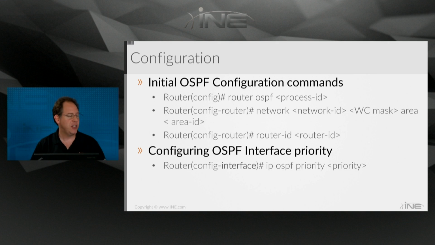Along those same lines, you could also influence the IP OSPF priority on an interface. Remember, the default priority of OSPF on an interface is 1. If you set the priority to 0, that actually means this router can never become a DR on that interface. It is disqualified from becoming a DR.